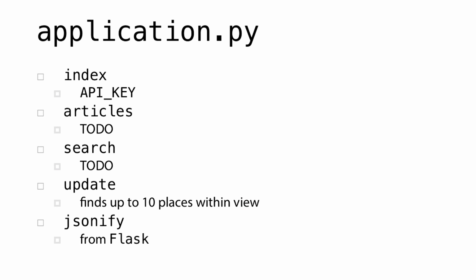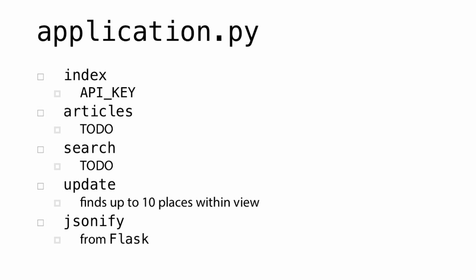Now let's look at application.py. You'll see that there's a route to index, which is completed already and checks to make sure whether the API key is loaded. Then we have articles and search, which are both to-dos. Then we have the update function, which finds up to 10 places within view.